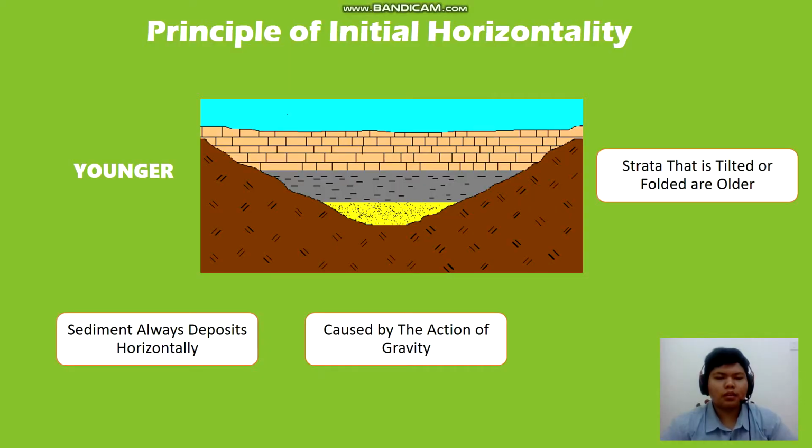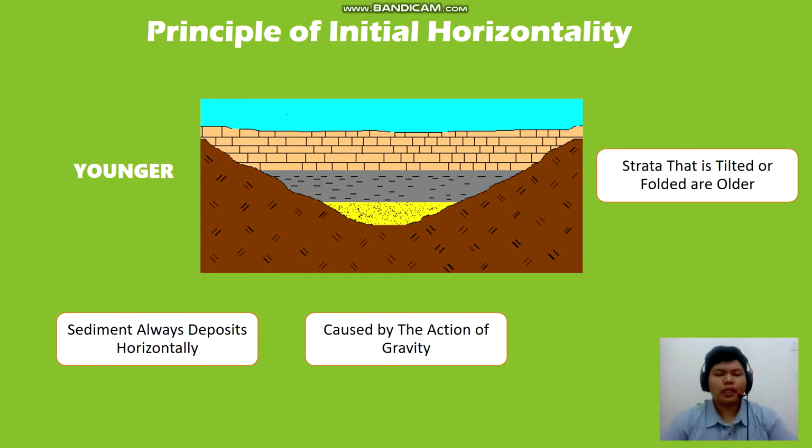The second principle that is created by Nicholas Steno is the principle of initial horizontality. Nicholas stated that new sediment is always deposited horizontally. There is no way in this world that sediment will be deposited vertically except when there is something solid or fluid that is interfering with the deposition. Why does it deposit horizontally? It is because of the action of gravity.